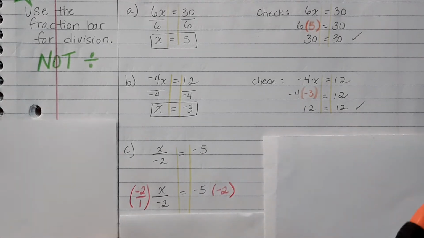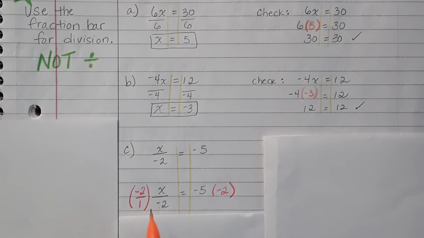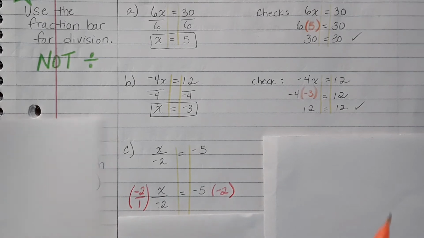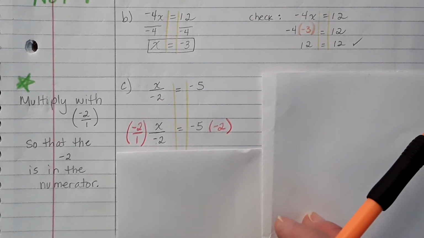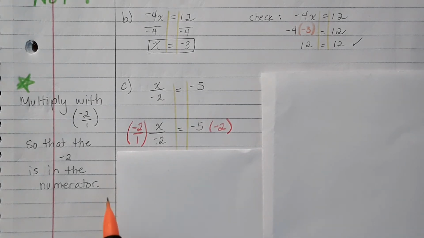You need to show that it is really negative 2 over 1, because if you multiply by negative 2 in the denominator, that doesn't even cancel out, and besides that, it's not the same as multiplying by negative 2 or negative 2 over 1. So make sure that when you've got a fraction, you use the fraction, and the negative 2 goes in the numerator. And here's again the reason why.